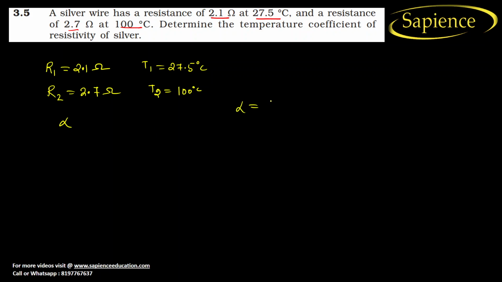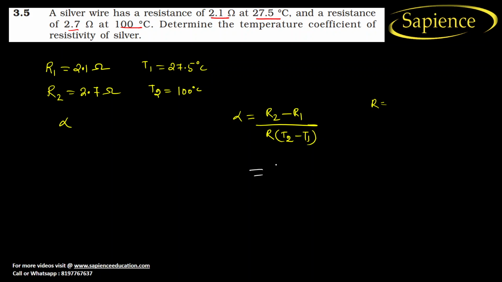So alpha is equal to what? If you want to use the direct formula, you can use this formula. Alpha is equal to R2 minus R1 divided by R1 into T2 minus T1. Now put the values so that we can get the alpha value.